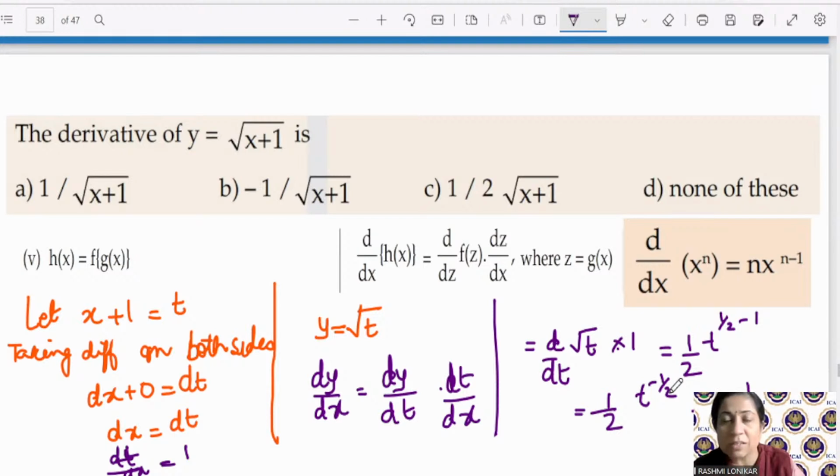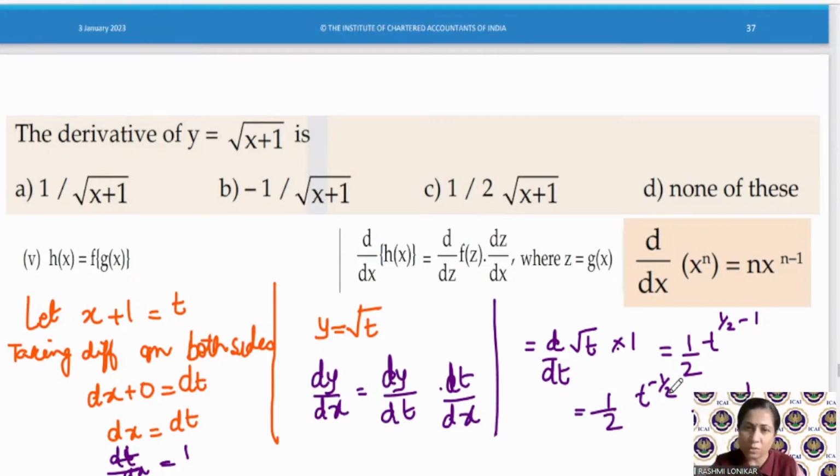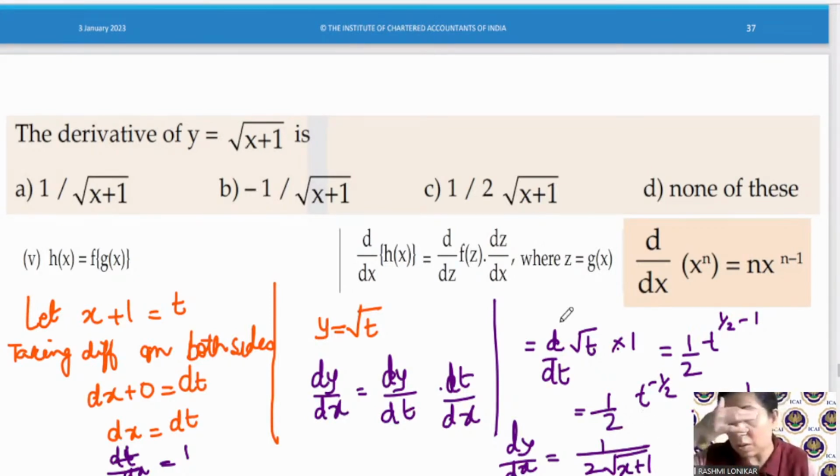which is equal to 1 upon 2 square root of t. T raised to minus half is 1 upon t raised to half. What is t raised to half? It is square root. So, answer dy by dx will be equal to 1 upon 2 square root of x plus 1. I resubstitute for t. So, I get 1 upon 2 square root of this. Okay, so C will be the correct answer.